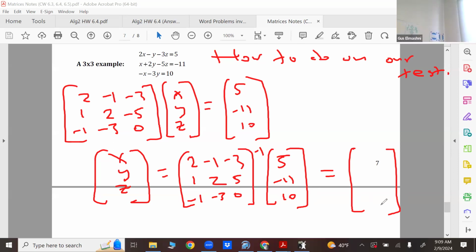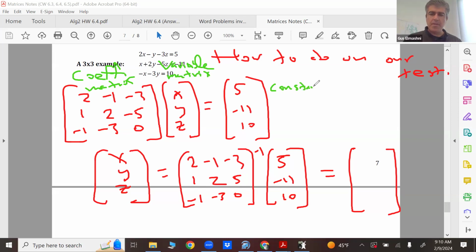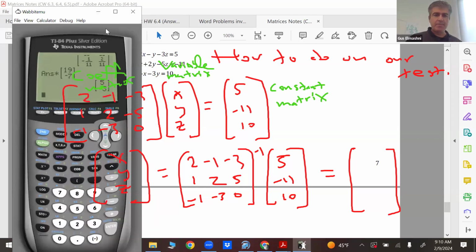Write the matrix equation, and isolate the x, y, z variable matrix. In fact, let's label this. I'm going to call this the coefficient matrix, this the variable matrix, and this the constant matrix. Okay. Now I'm going to punch it in the calculator to get my answer. Here we go, guys. Do it by hand?